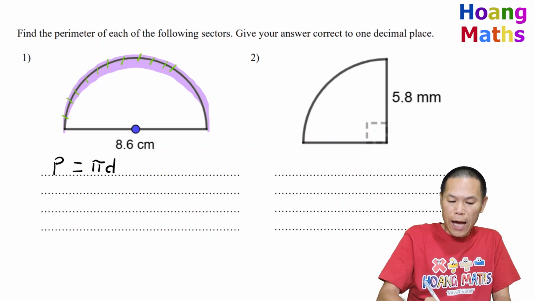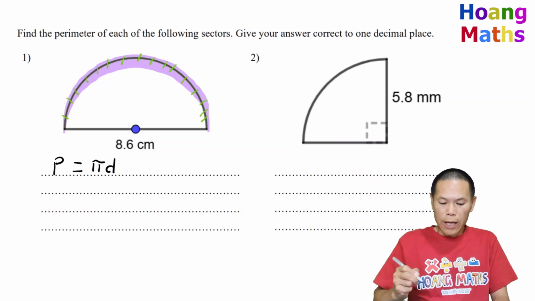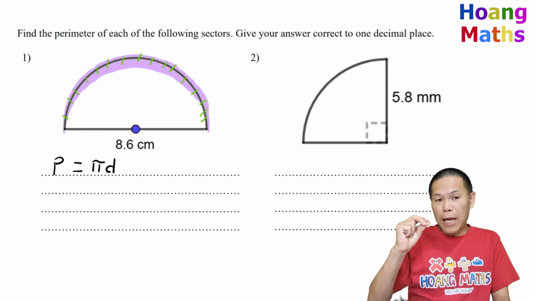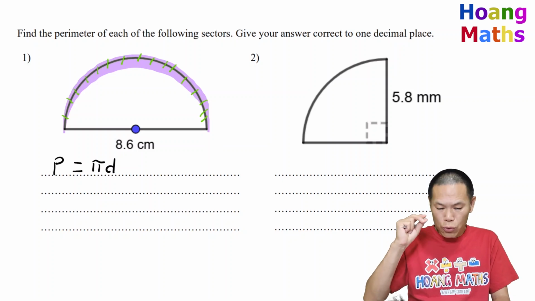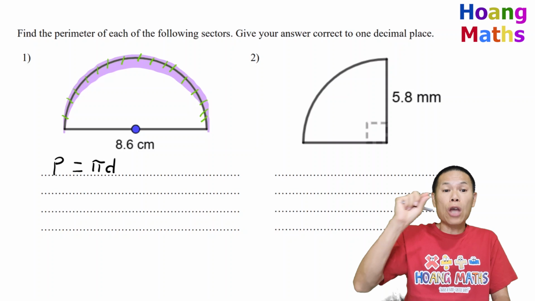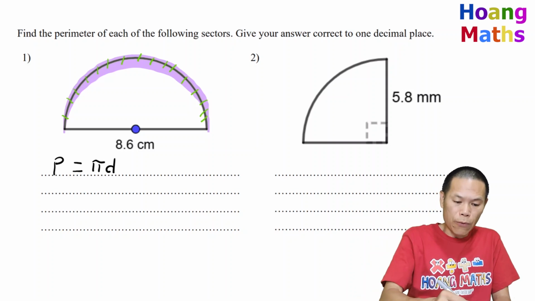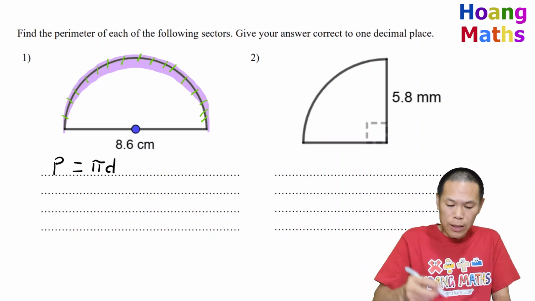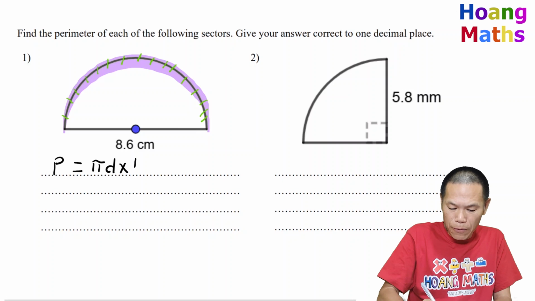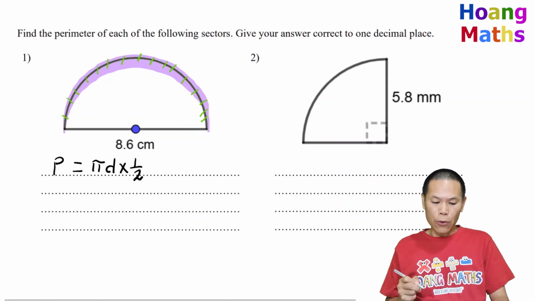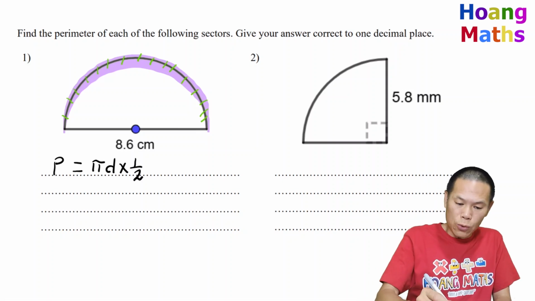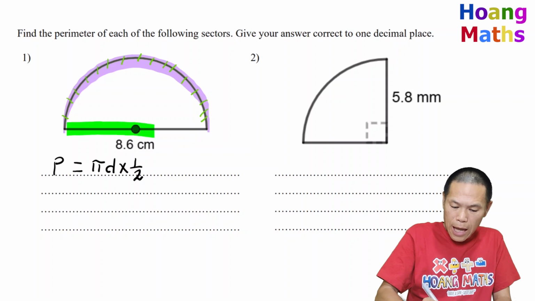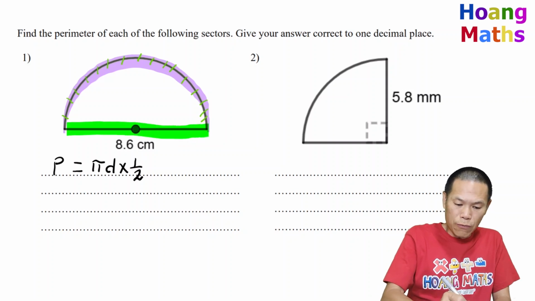The length of the arc. So this will get us pi d, but then only half, remember? Because pi d gives us the whole circle circumference, but we only need half of it. So we times a half. So there you go. Then we don't forget, we need to add this length as well.